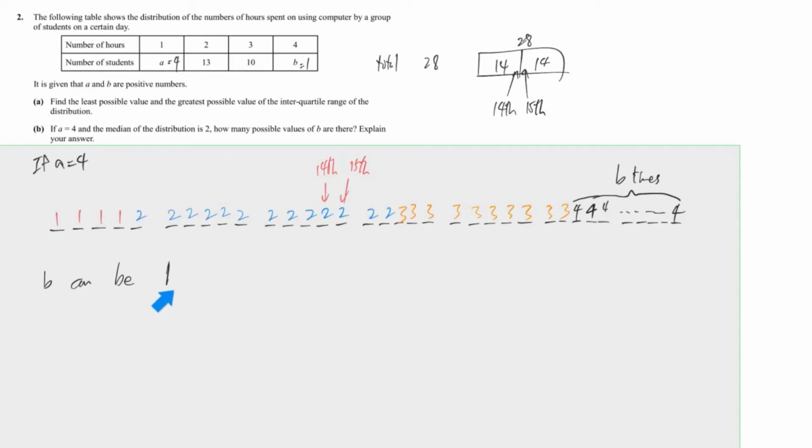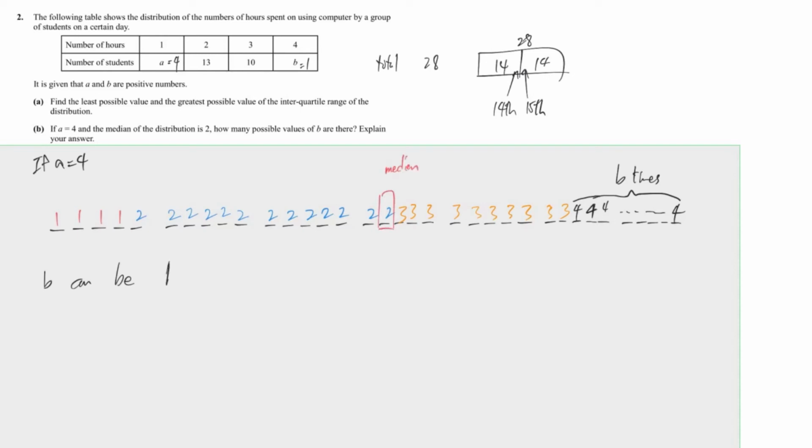After we confirm B can be 1, can it be 2, 3, something like that? Now the problem is that the number of B here cannot be too large, in order to keep the median at 2 and not shift to 3. When B gets larger, there is more data on the right hand side, which means more data in the first half. So the middle place might shift from group 2 to group 3. So for maximum B, these two, the final two of group 2, should be the median.